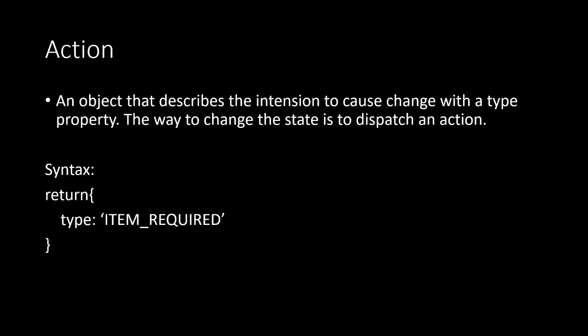An action has the following syntax. It returns a type. The type property tells us what is the intention to cause the change. For example, we want this type to be item required inside our cart. So, action can be me telling the salesperson to give me a pack of chips. Actions are the only source of information for the store.